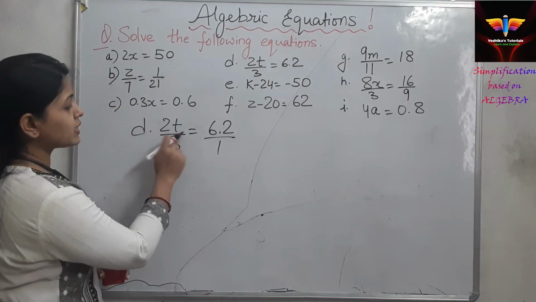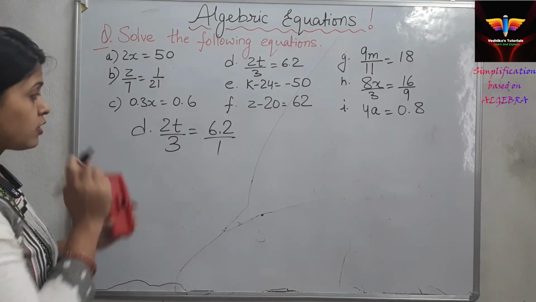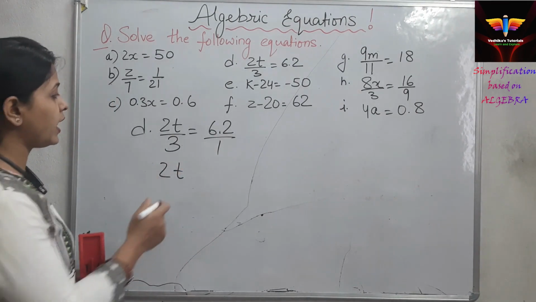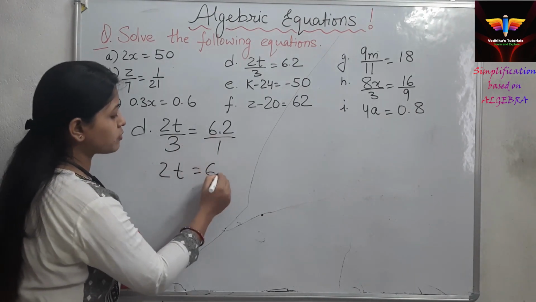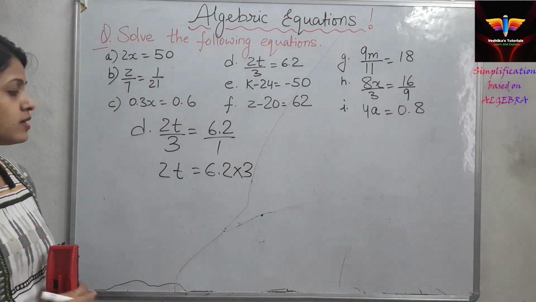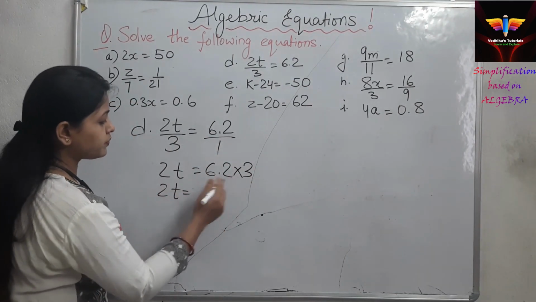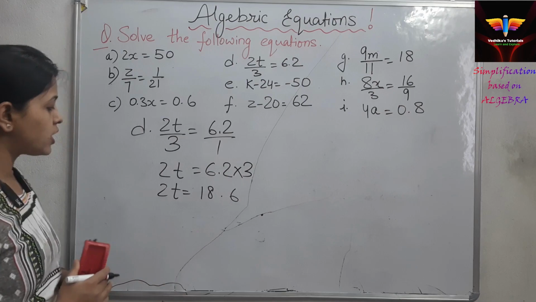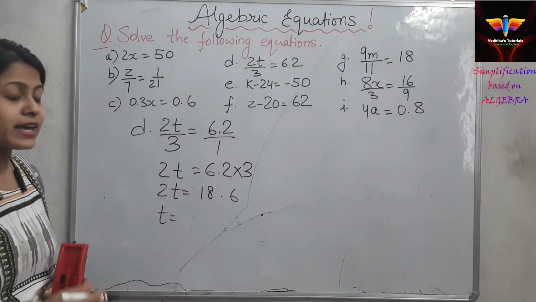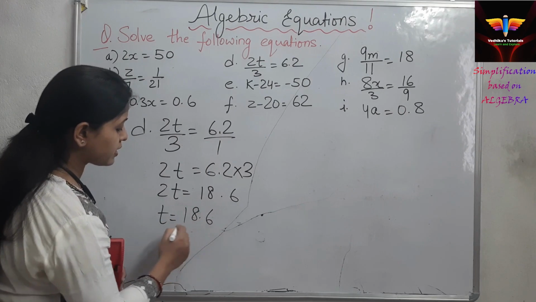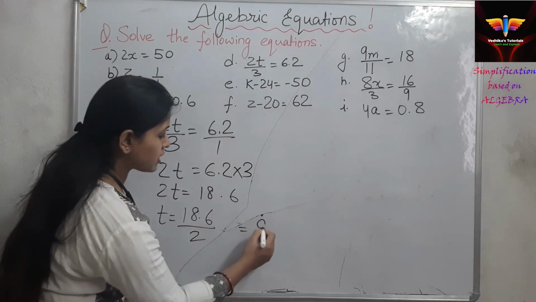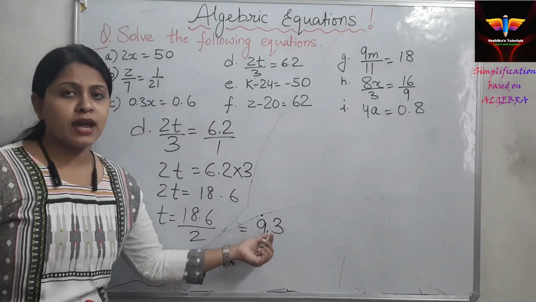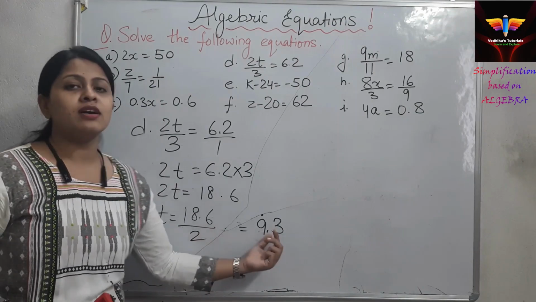Okay. So now 2t multiplied by 1. Again we have to do cross multiplication over here. 2t multiplied by 1 is 2t. Now 6.2 into 3. We have to multiply 6.2 with 3. So 2t is equal to 3 into 2, 6. 6 into 3, 18. Okay, 18.6. Now what will be the value of t? Again, 18.6 divided by 2, which is equal to 9.3. 2 into 9, 18. The decimal will be put as it is, and 6 by 2, 3.